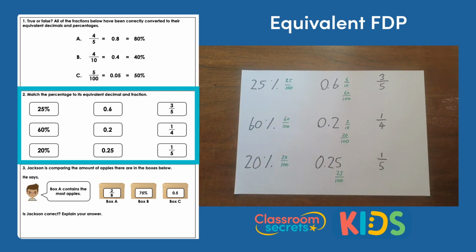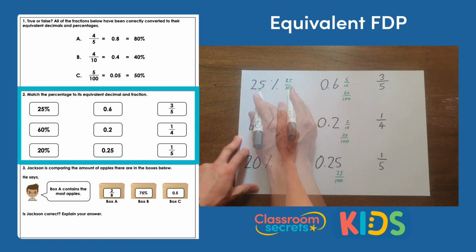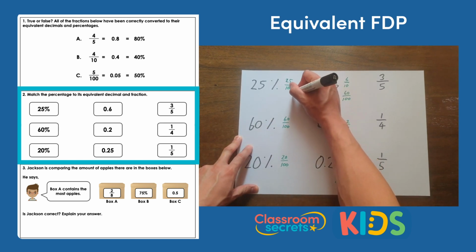So now we've got our percentages and our decimals as fractions over 100. We can go ahead and match them up to see which one matches. So 25% is the same as 0.25, so we'll go ahead and match that down.